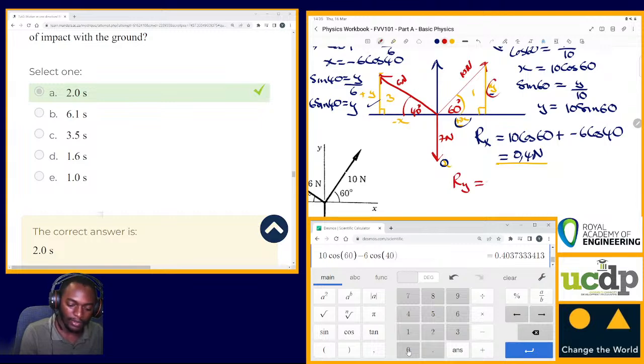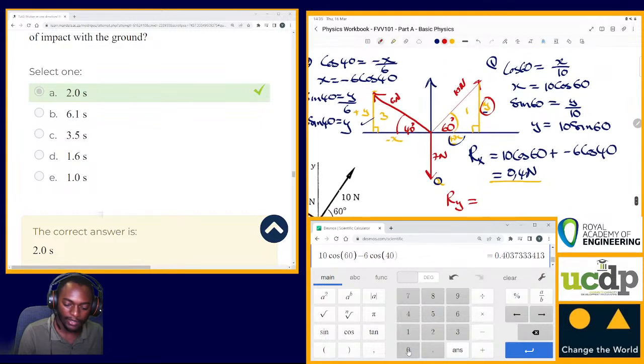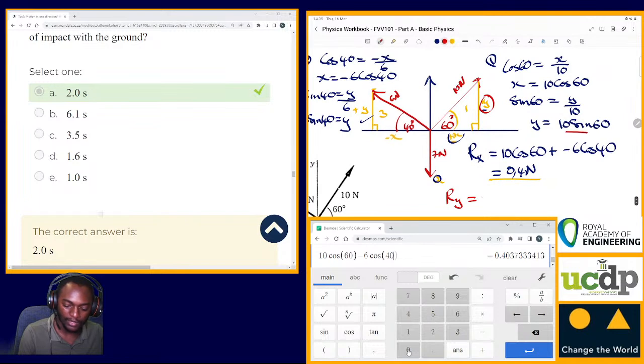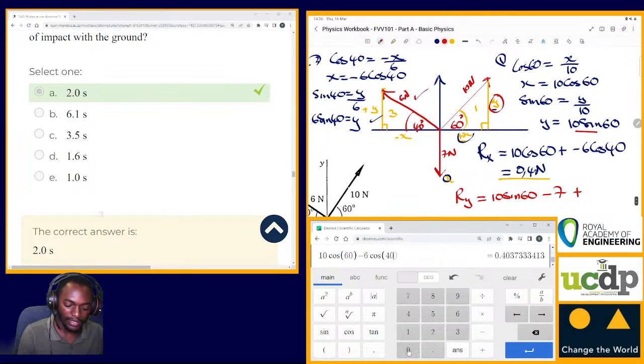So the y component there, what did we get? We got 10 sine 60. We come to this one, it's in the negative, so it's going to be negative 7. Then we come to this one, it's in the positive, so it's going to be plus 6 sine 40. Okay, then what do we do? We sum.